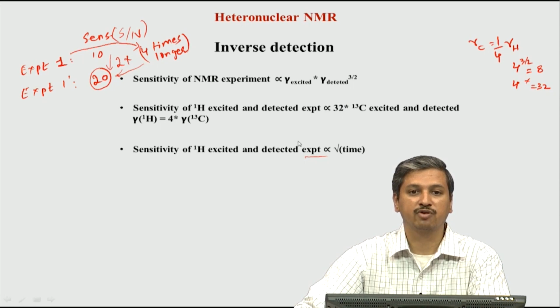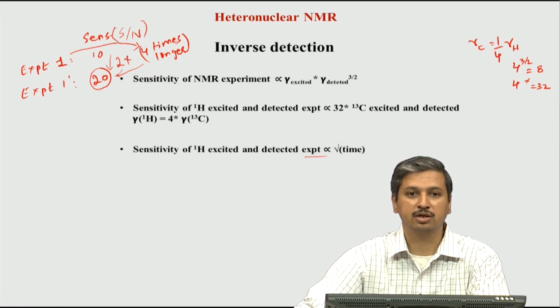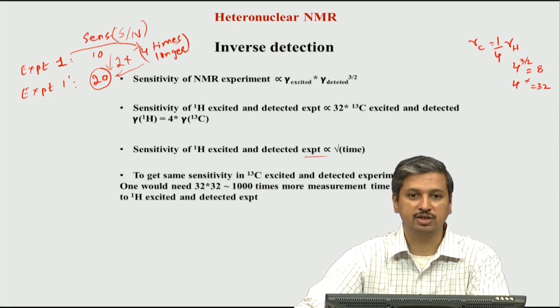So, which means that if I use a carbon excitation and carbon detection, the sensitivity of that experiment is 32 times less, which means 1000 times more time is required. So, therefore, sensitivity plays a very important role in NMR because of this square factor. That means, if I want to increase sensitivity by a factor of x, I need x square more time to get that. So, that is why it is very important to minimize the time and increase the sensitivity, or if I increase sensitivity I reduce the time, vice versa.